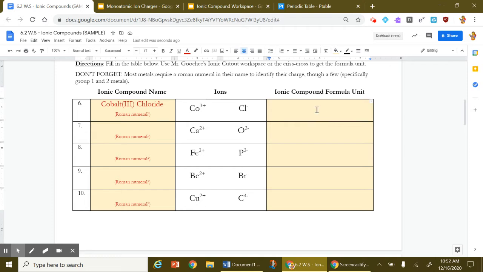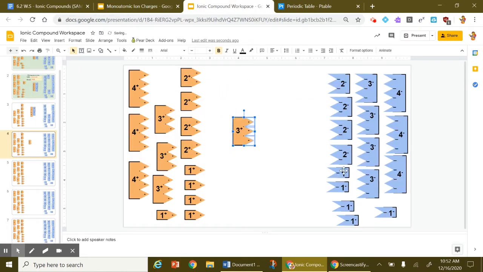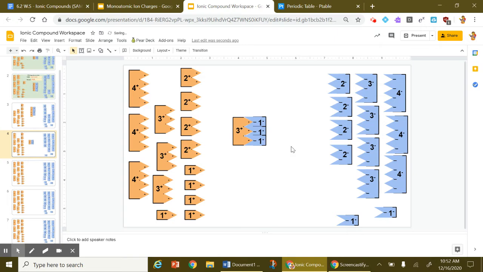Now I need to figure out the ionic compound formula unit. Now, there are many different ways to do this. I'm going to start with using this ionic compound workspace here. Okay, so we're making an ionic compound from plus 3 cobalts and minus 1 chloride. So here I go, plus 3 cobalt, and I'm going to combine 1 chloride. That's not enough. 2 chlorides. That's not enough. 3 chlorides. Very good. Remember, you stop when you have a perfect little rectangular square. Okay, so what I see here is that I needed 1 cobalt, and I needed 3 chlorides.